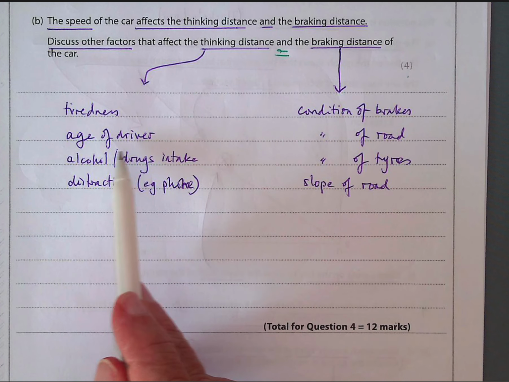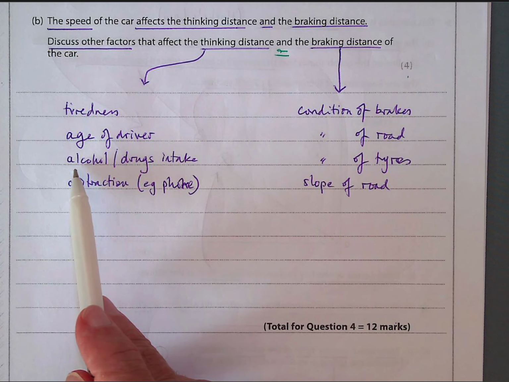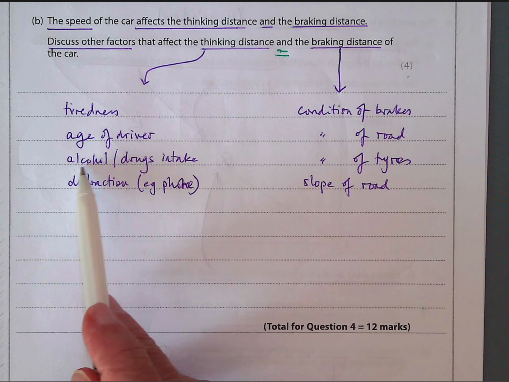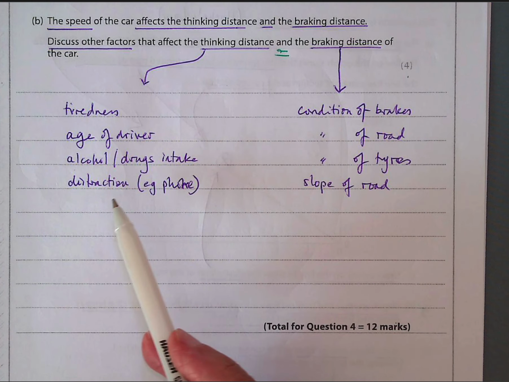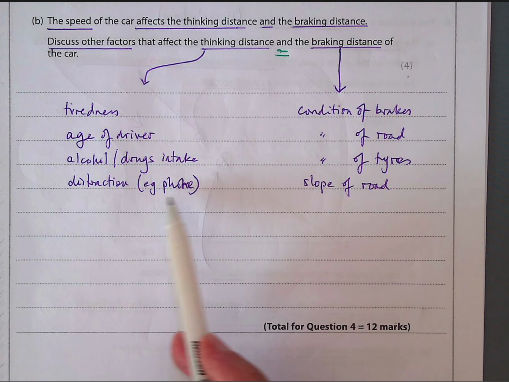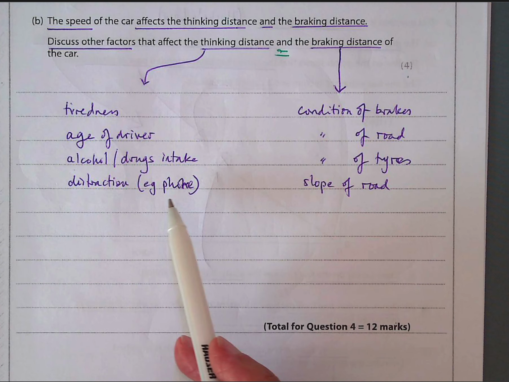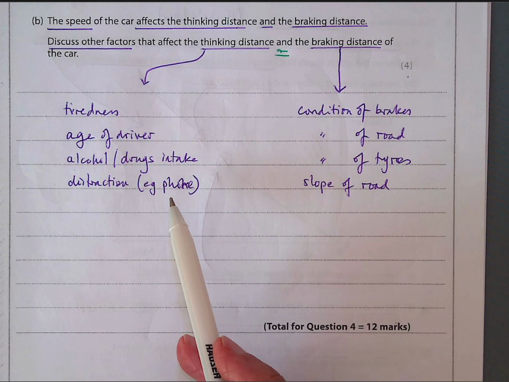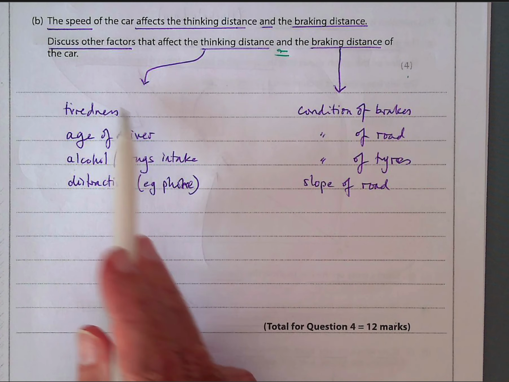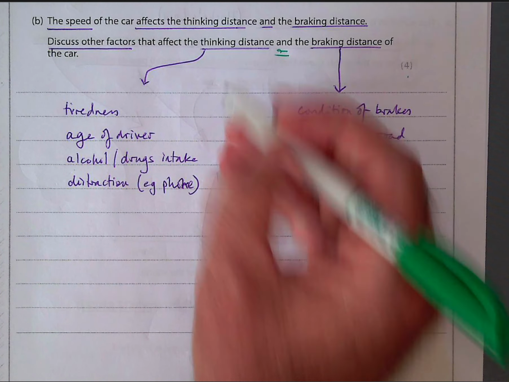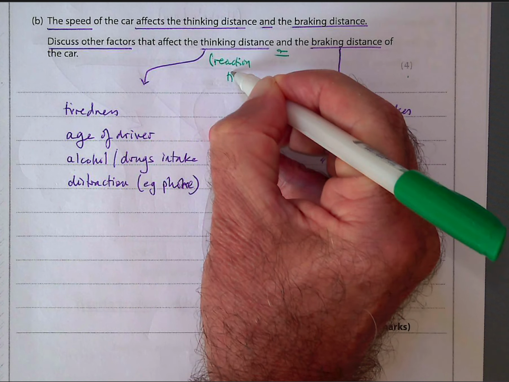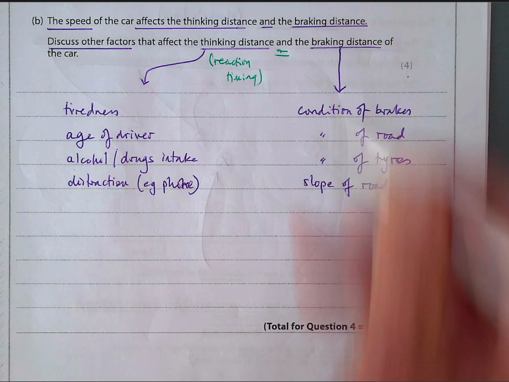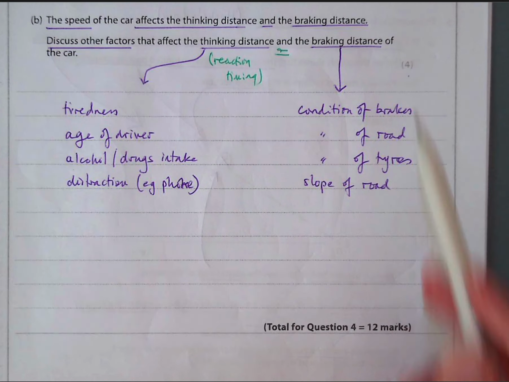a young person would normally have a faster reaction time, or the use of anything which slows down the brain: alcohol, drugs intake, even medication, or a distraction, for example, being on the phone or listening to, or a phone ringing could be a distraction. Any of those would affect the thinking distance, because the thinking distance is to do with reaction timing, okay? And then the braking distance is more to do with friction.